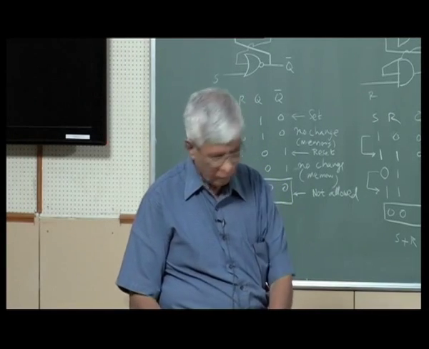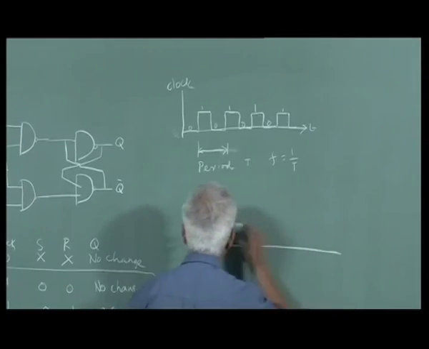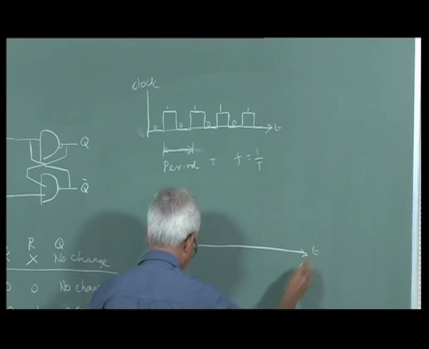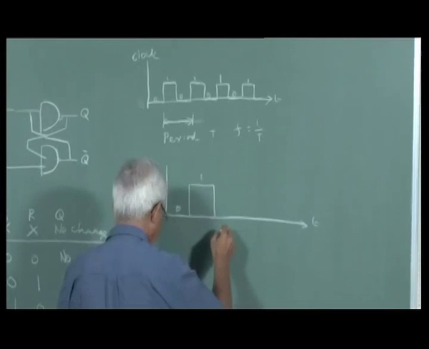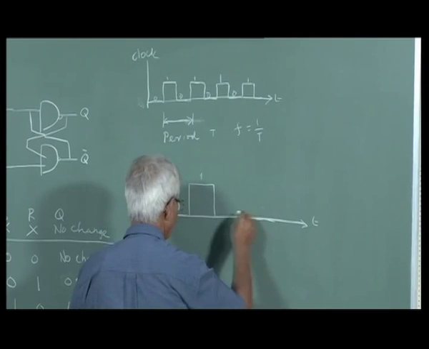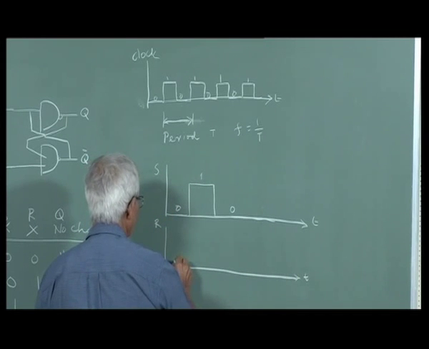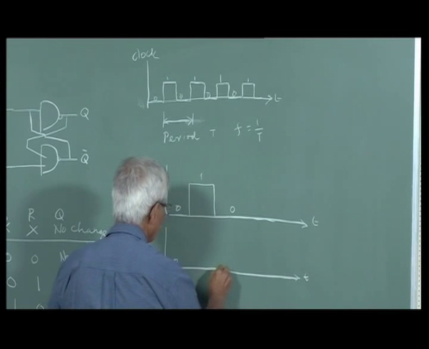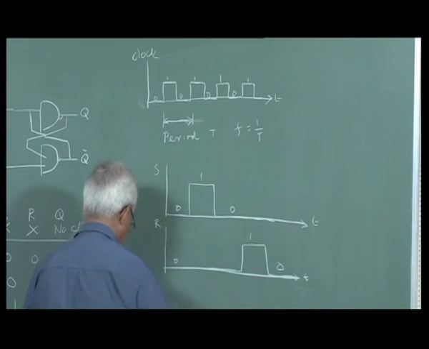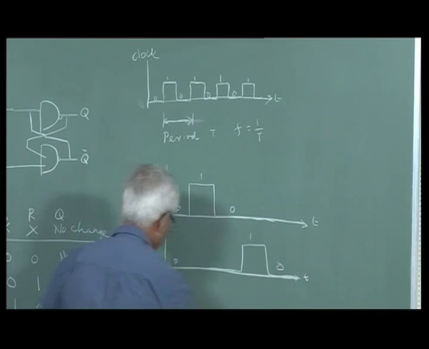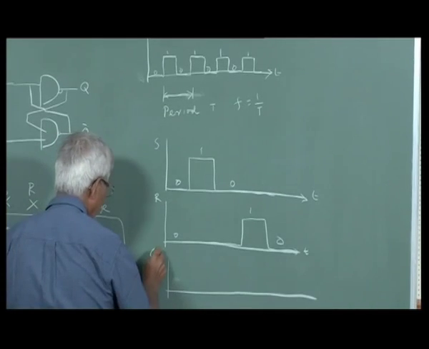So this is how it is. Now I have the following thing. Supposing the S is this, as a function of T, it remains 0, becomes 1, again it becomes 0. I have R, it becomes 0, 1, and again becomes 0. Now the clue will be: no change will occur when the clock is zero. This is Q, the output.